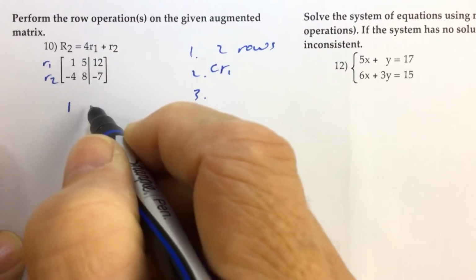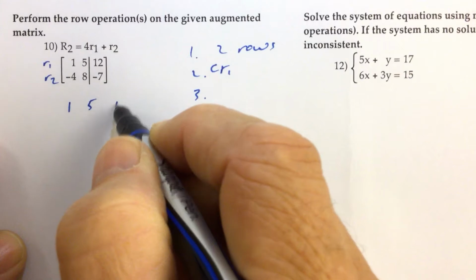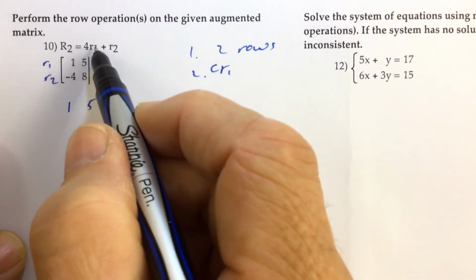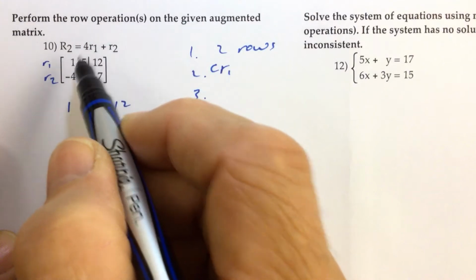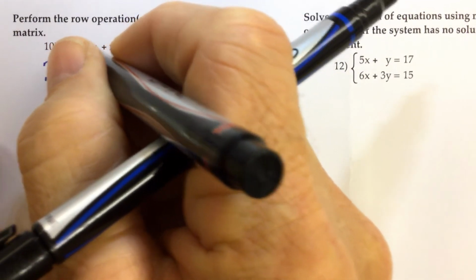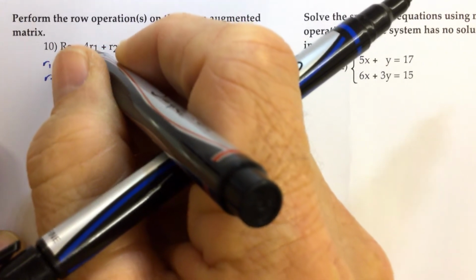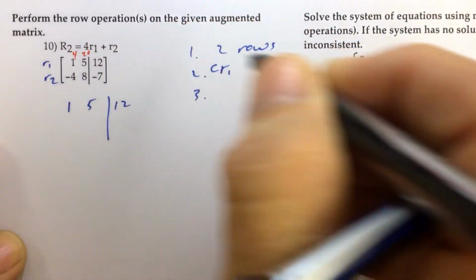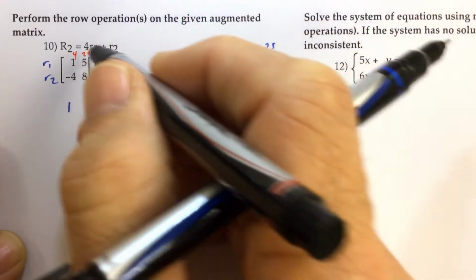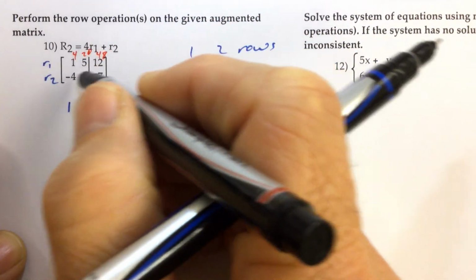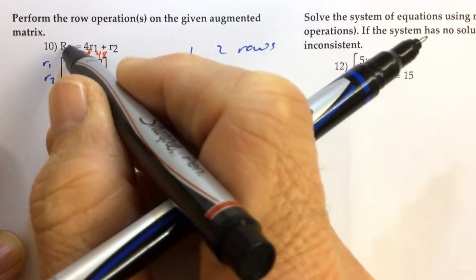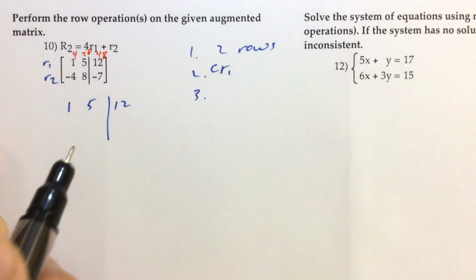So let's do that. We're going to rewrite row 1: 1, 5, and 12. And then we're going to multiply row 1 by 4. Let's write that right above here. 4 times 1 is 4, 4 times 5 is 20, and 4 times 12 is 48. And we're going to add those numbers to row 2, and we're going to replace row 2 with that. And that's why we have a capital R2. That's a new row 2.